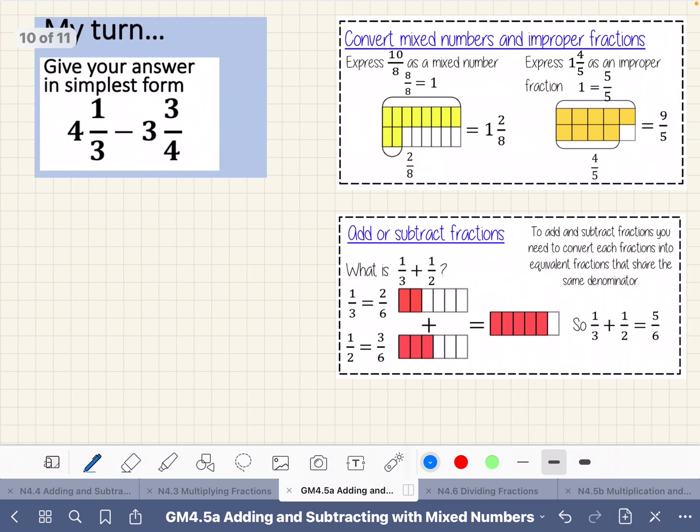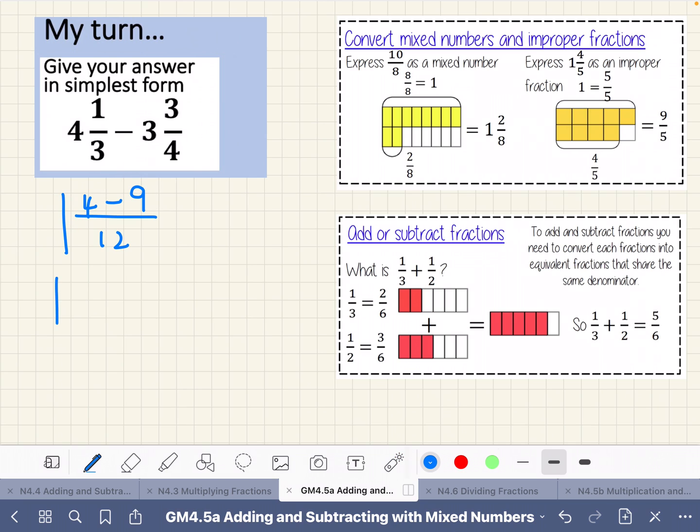For this example, you would combine these values in the same way as you have just done. I'm going to go straight to that part of the answer where you end up with 1 and 4 take away 9 over 12. At this point, you can see that we would end up with a negative value. That isn't a mistake, that is right. That is what we need to look at.